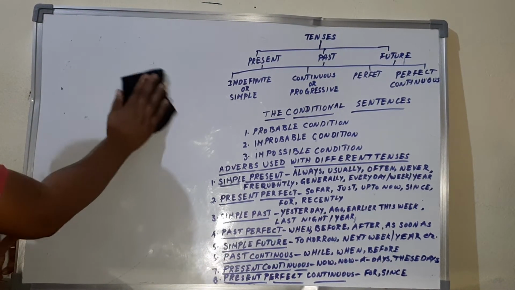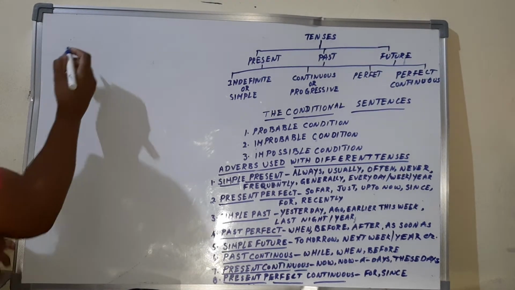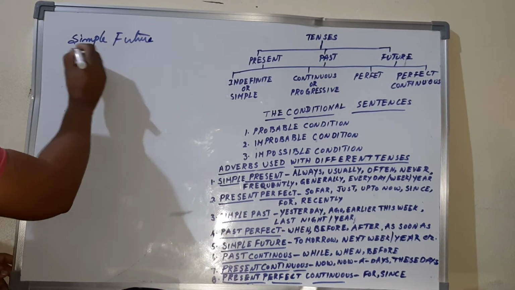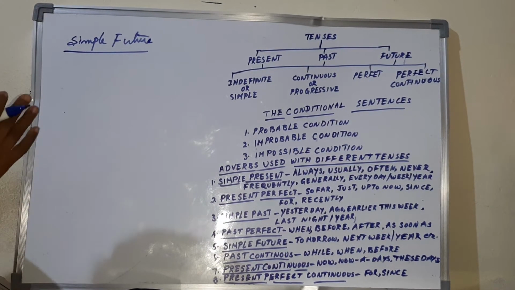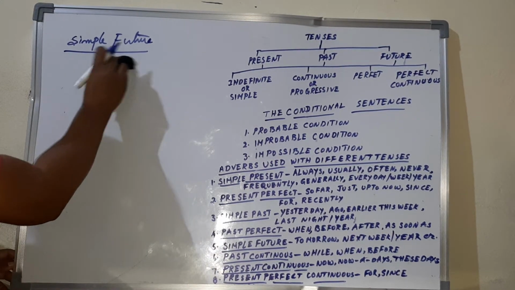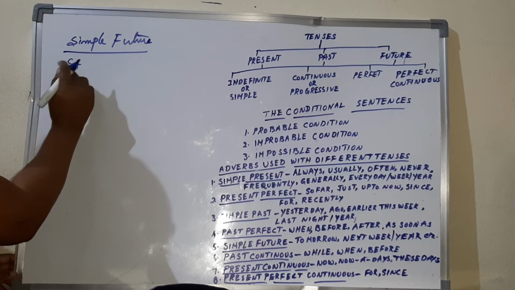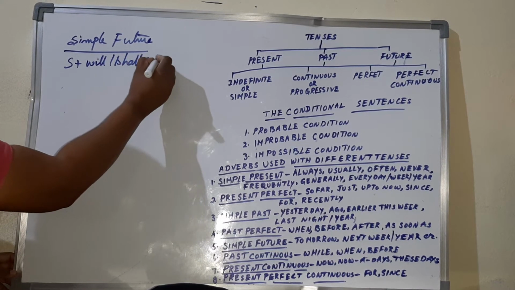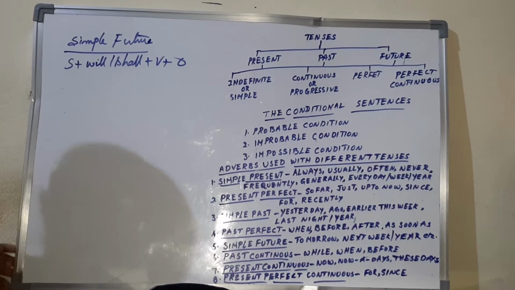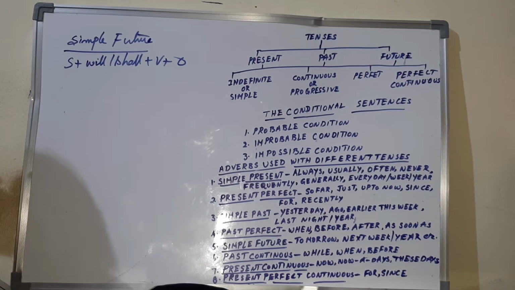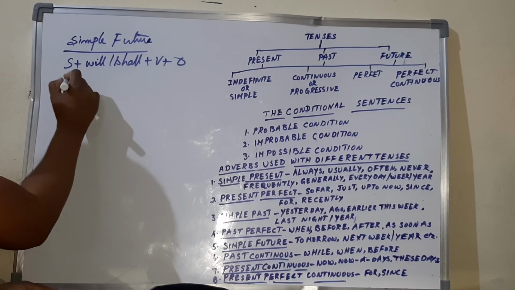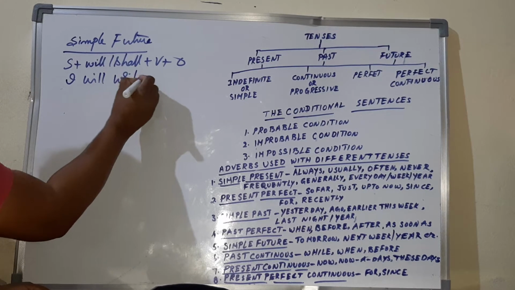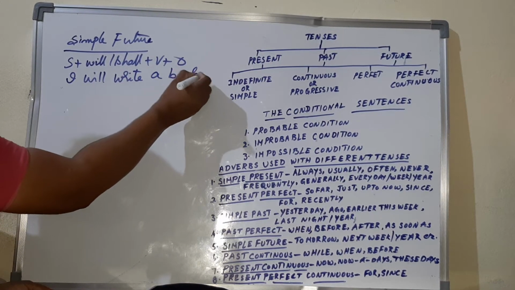Next, simple future. Yes, the basic structure. In the simple future, we use will and shall. The structure is subject, will or shall, and verb plus object. Here, I will write a book. I will write a book.